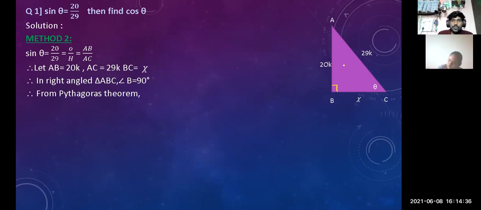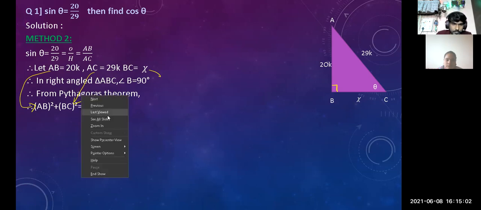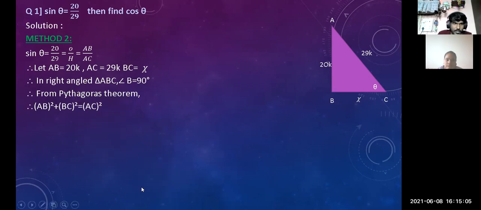Now we can use Pythagoras theorem. Can you tell me by Pythagoras theorem what will we get? AB square plus BC square equals AC square. Side square plus side square equals hypotenuse square. So AB square plus BC square is equal to AC square. Now we'll substitute the value of AB here, the value of BC here, and AC here. Yes? Okay.